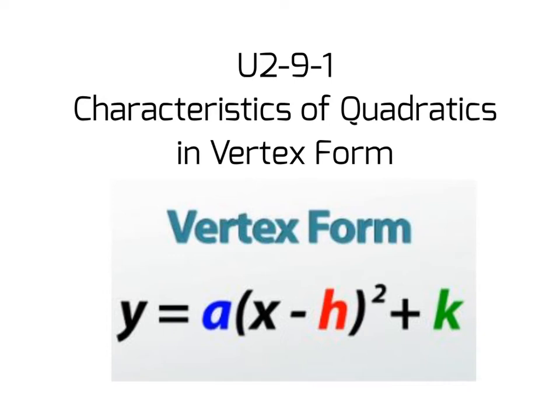Alright, hi guys. Tonight we're going to continue with characteristics of quadratic functions, but now we're going to look at characteristics of quadratic functions in vertex form. So we've been using standard form, which is ax squared plus bx plus c, and tonight we're going to take a look at vertex form, which is y equals a times the quantity x minus h squared plus k. So let's go ahead and get started.